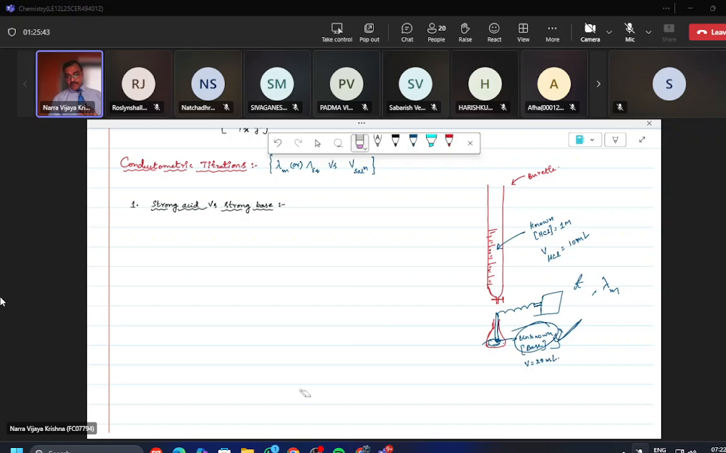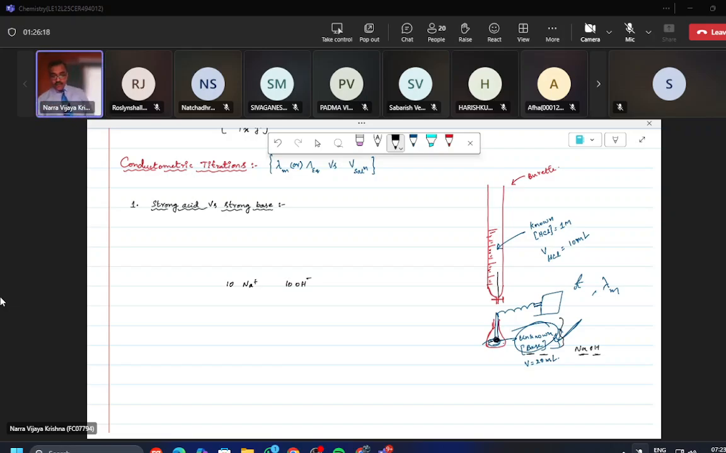Initially, what I have taken in that solution? Initially what I have taken here is base. So here I kept that conductometer, right? Now that conductometer shows electrical conductance because of Na plus ions and OH minus ions. Assume initially 10 Na plus ions and 10 OH minus ions are there. These are the ions responsible for that electrical conductance, right?